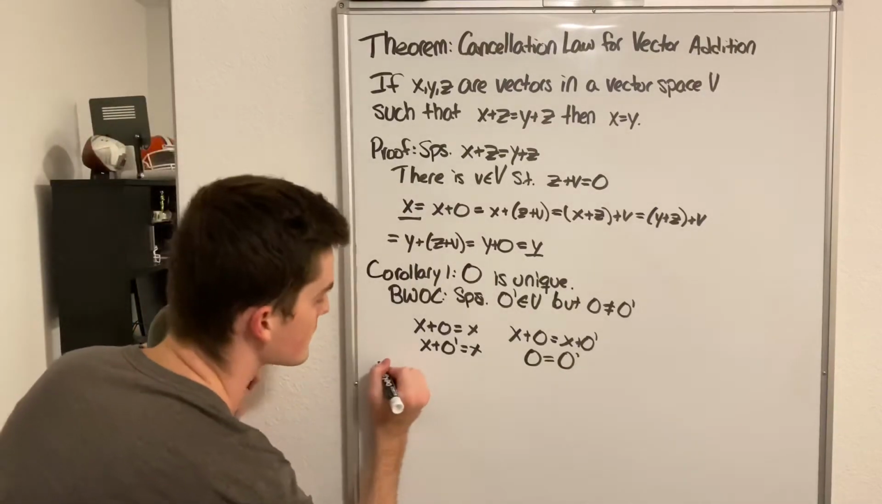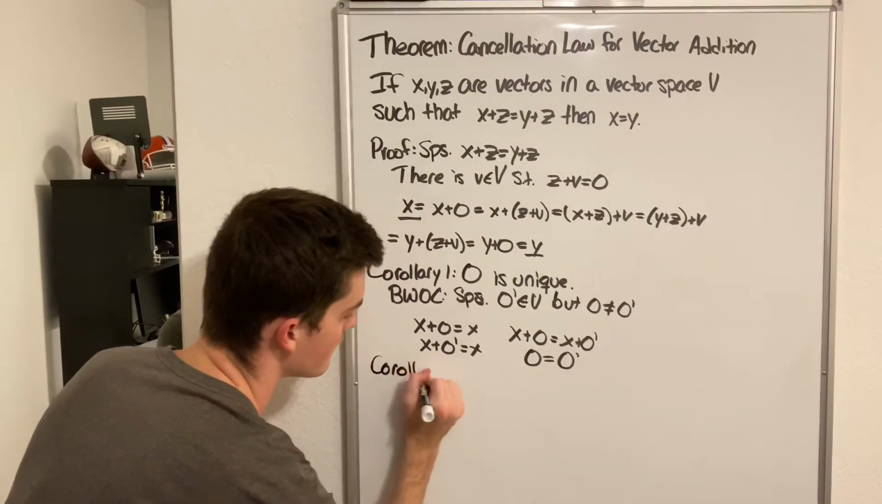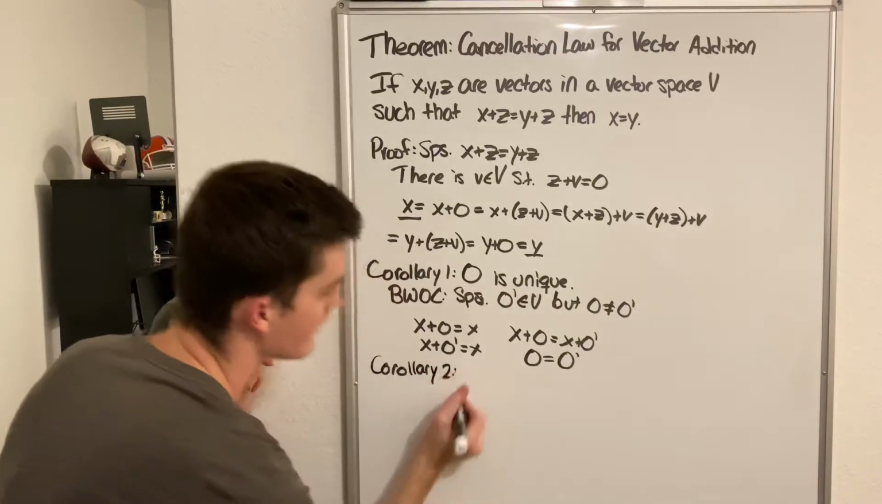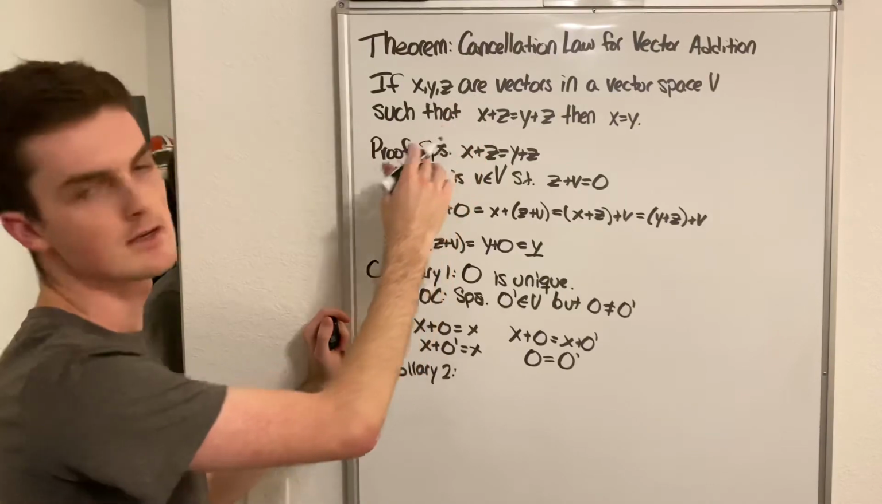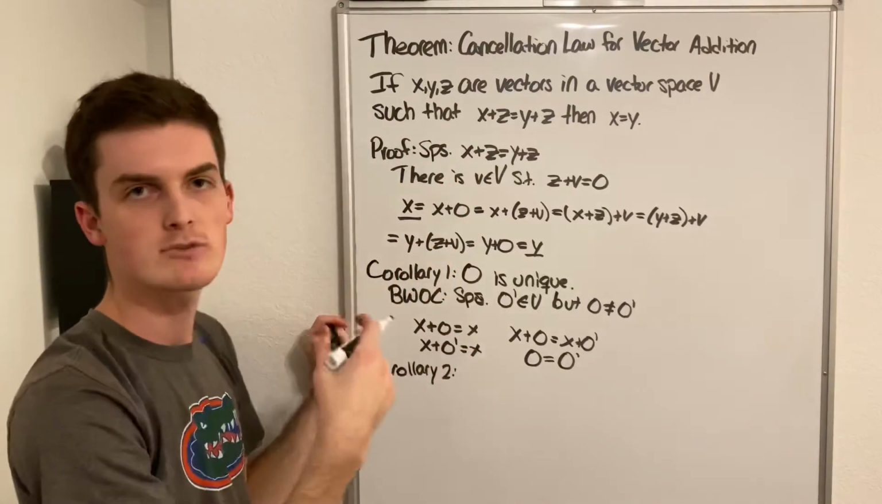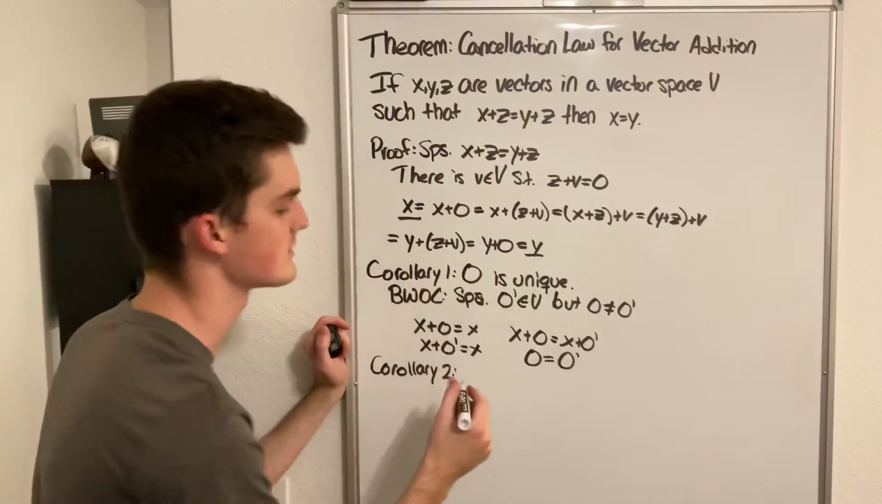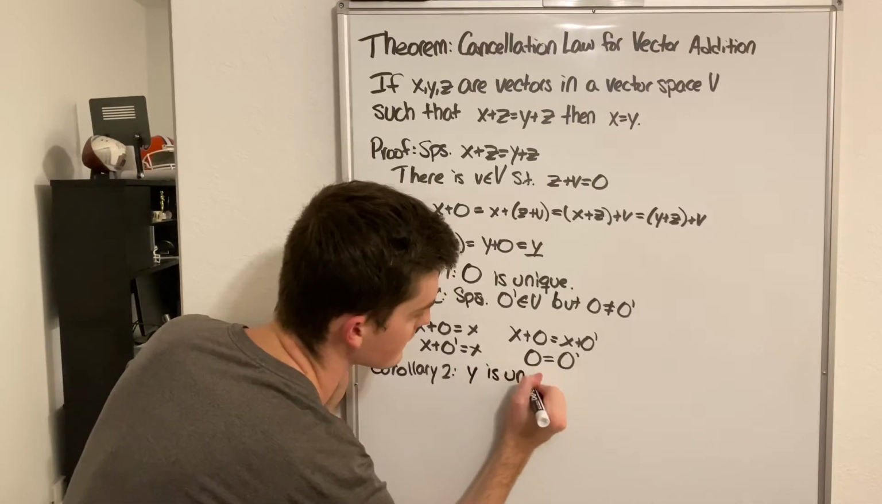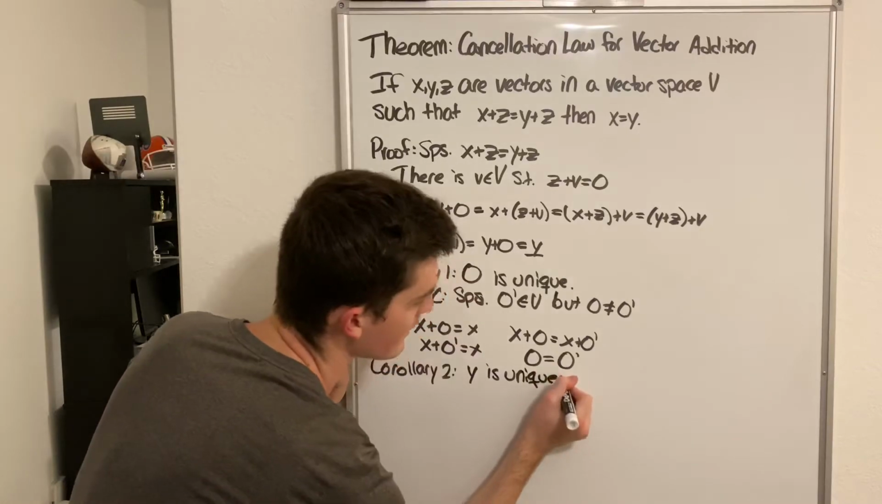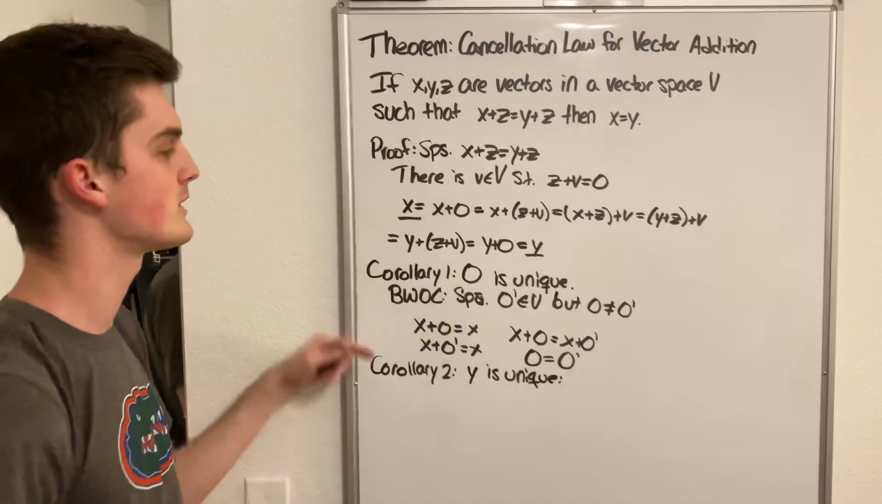Again, corollary number 2. The inverse to our element x, or every inverse to an element in our vector space, is unique. So y is unique. And I'm not going to write this proof, but it's very simple.